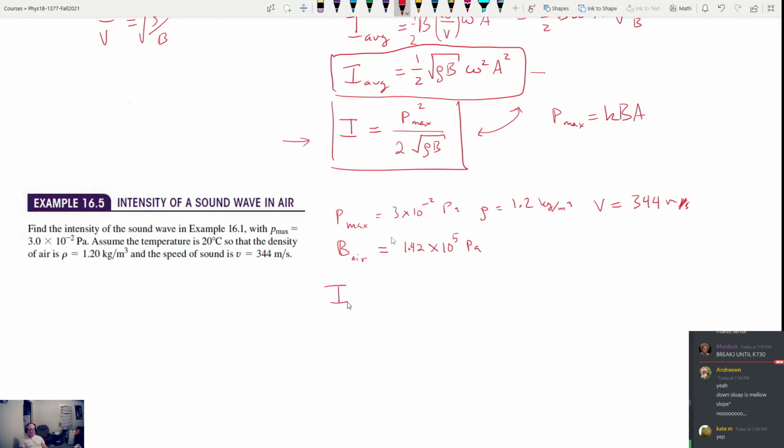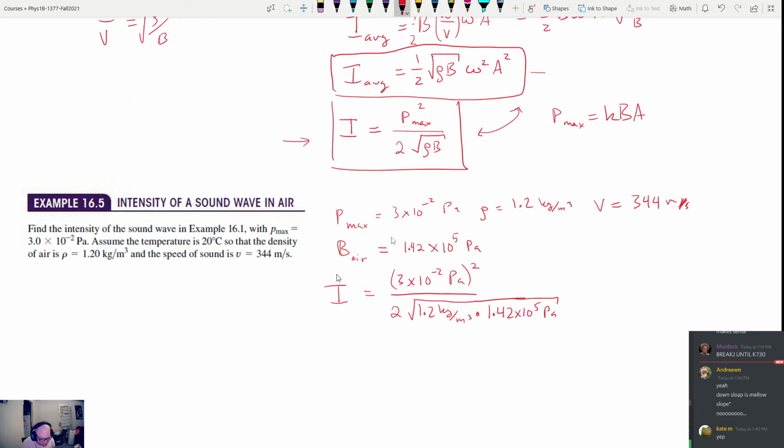because it tells us that the intensity then is going to be P max squared, which is 3 times 10 to the negative 2 pascals. Those are the pressure variations. We're squaring that, and then we divide that by 2 times the square root of the density, which is 1.2 kilograms per meter cubed, and then multiply that times bulk modulus. You continue to make sure that I'm using the right bulk modulus.